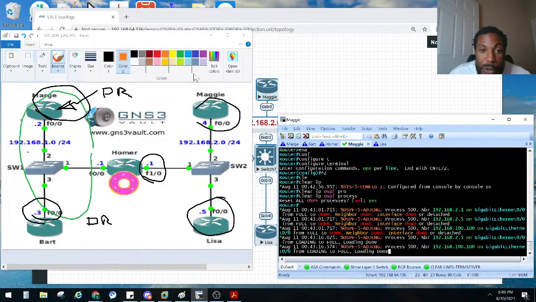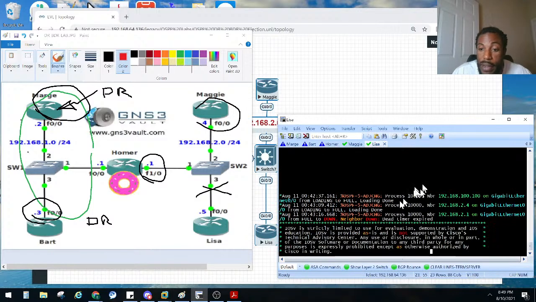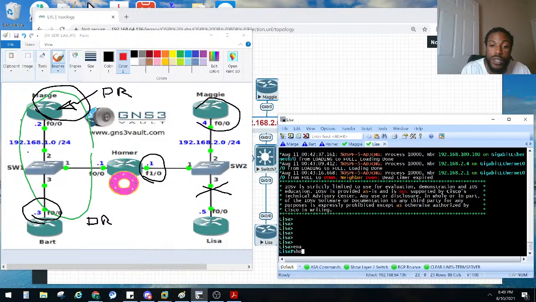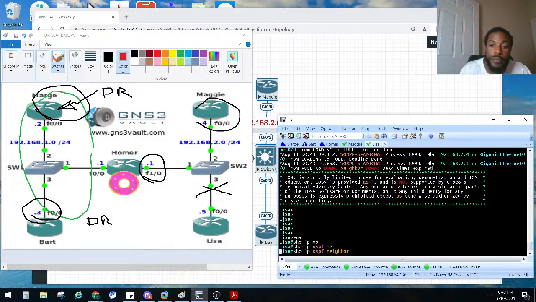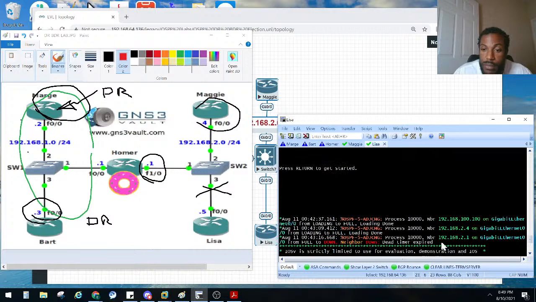So we need to clear the process on this guy right here, right? Clear the IP OSPF process on this guy right here, which is Lisa. Go to Lisa right here. See, the dead timer expired. So now let's see, does she even have any neighbors? Even though we cleared the process, show IP OSPF neighbor. Yes, she still has some neighbors, right? But the dead timer expired, but did it come back up?